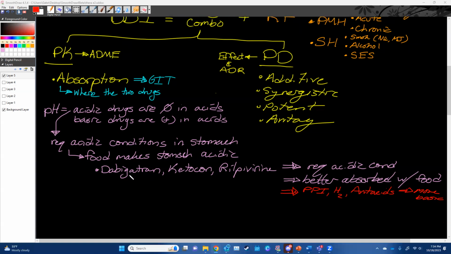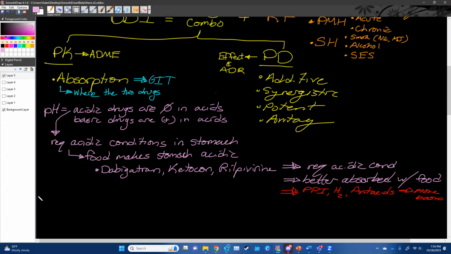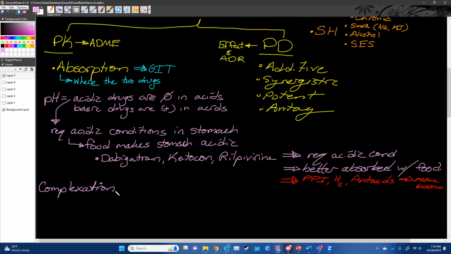Next on our list is all about complexation. There are two different kinds of complexation, but the one that we normally care about is chelation, which is when a metal binds to a drug. This is essentially just like having an ionic reaction, but the difference here is that the drug binds and doesn't let go.